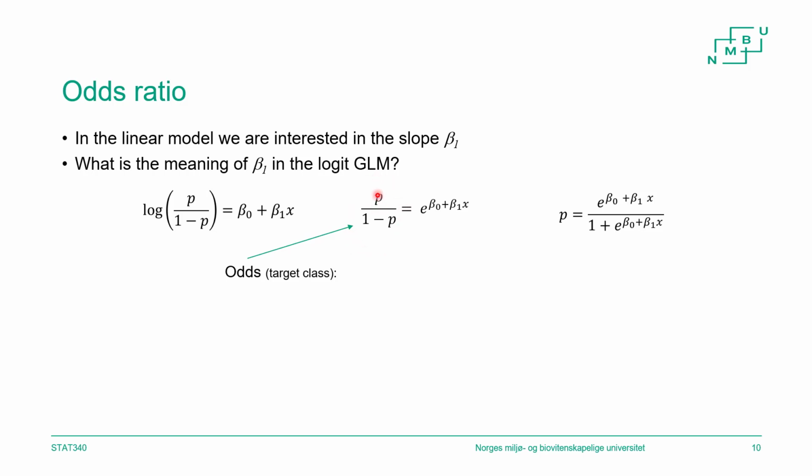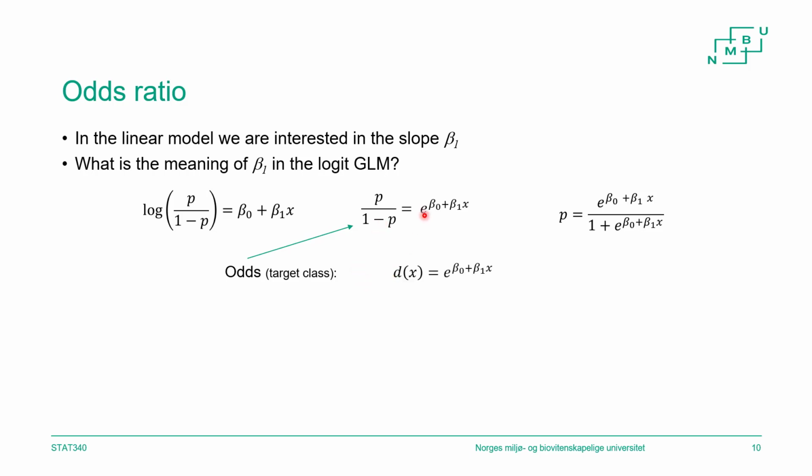Notice here we have the probability. We have sort of two outcomes, right? This is the probability of the target class. This is the probability of the reference class. So if you have two outcomes, the odds of the target is this one: the probability of the target outcome divided by the probability of the other outcome. That's what we call an odds.